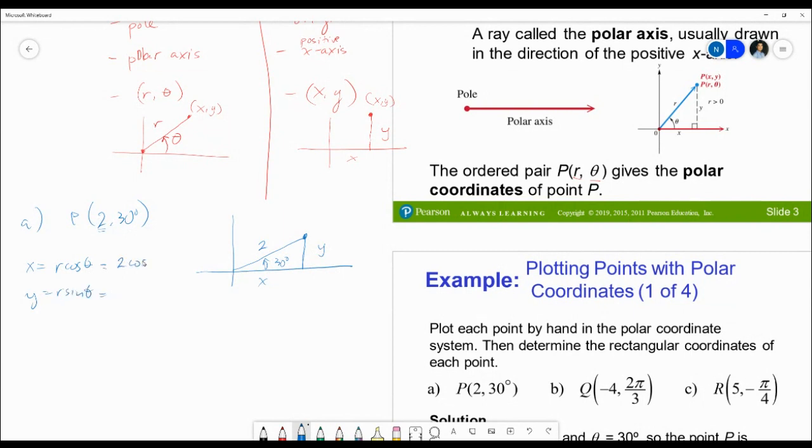r here is 2, so 2 cosine of 30 degrees, 2 sine of 30 degrees. Cosine of 30 degrees is square root of 3 over 2, times 2, which gives me square root of 3. Sine of 30 degrees is 1/2, so we just get 1. The y value is 1, x is square root of 3. This makes sense because this is a 30-60-90 degree triangle. We have 1, 2, square root of 3. That is a triplet for the special triangle. Okay, so let's look at part B.